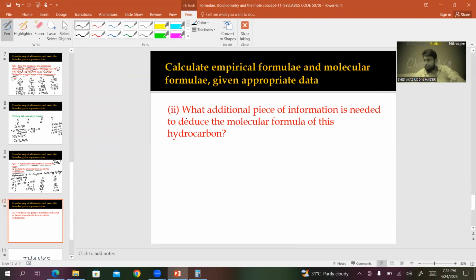In the next part, what additional piece of information is needed to deduce the molecular formula of this hydrocarbon? Molecular mass is required. Molecular or molar mass.